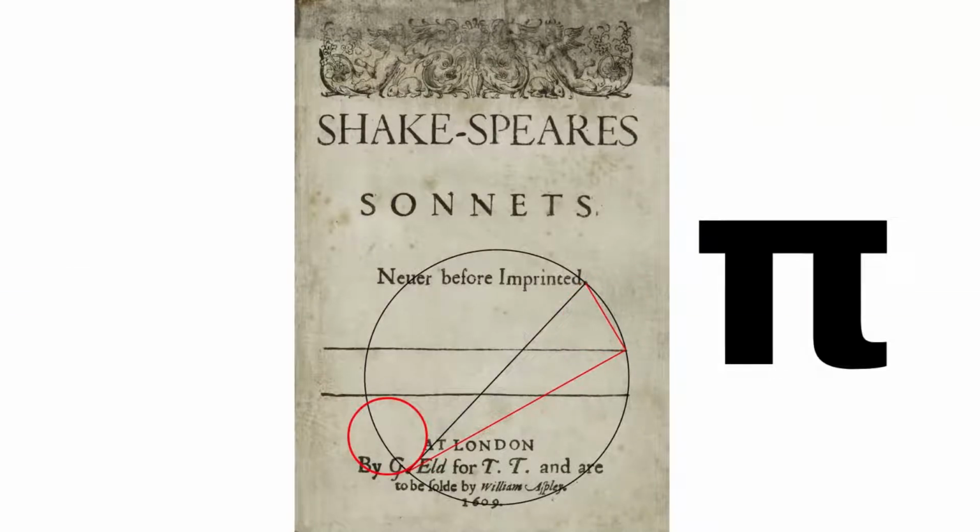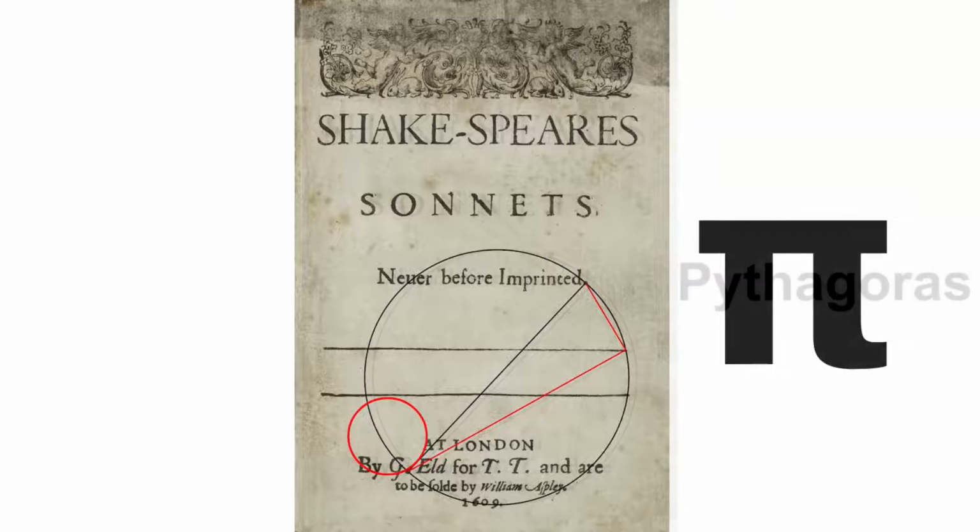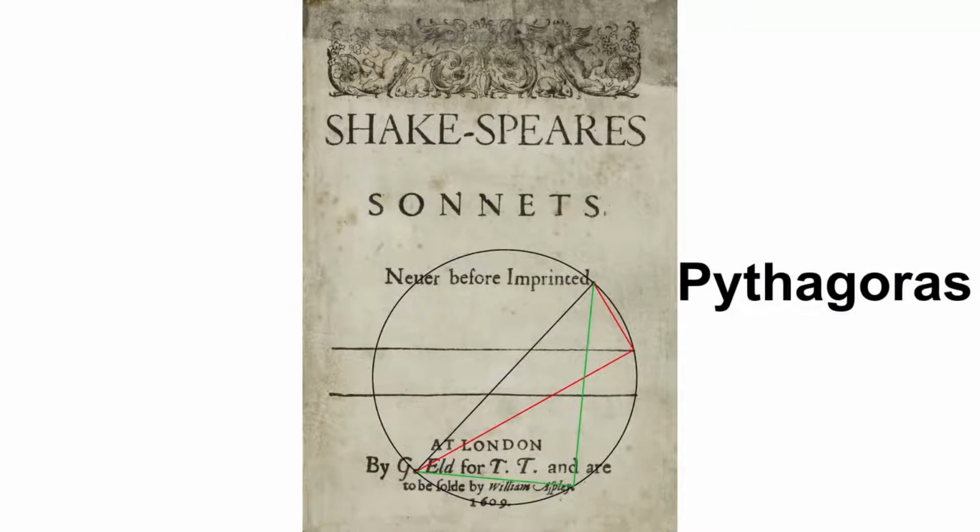Now, the second one was known at this time in history as the gold of mathematics, and that's a Pythagorean triangle. 3, 4, and 5 are the relative lengths of its sides.